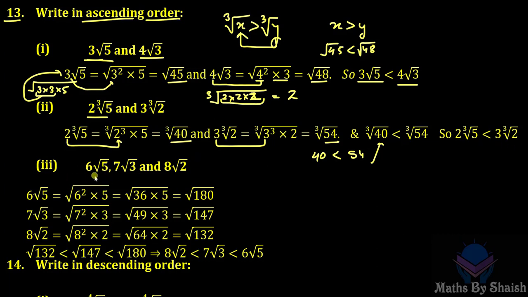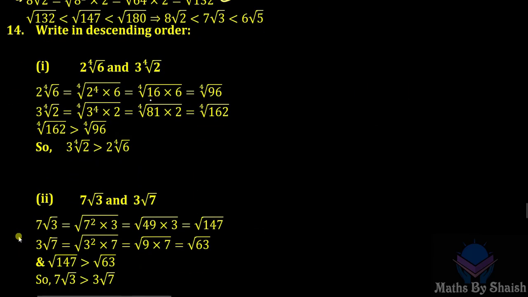The third part is when we have three irrational numbers. So we are going to take it inside by just the same method, outside square root. So it would be square of the 6 into 5, and we can get 180, 147, 132, and then from these numbers we can compare. Once we can compare from the numbers, we can directly write this final value. So let's have the question number 14.